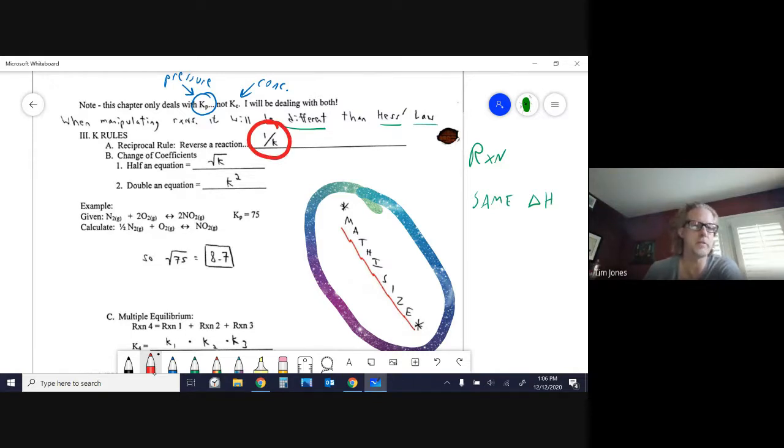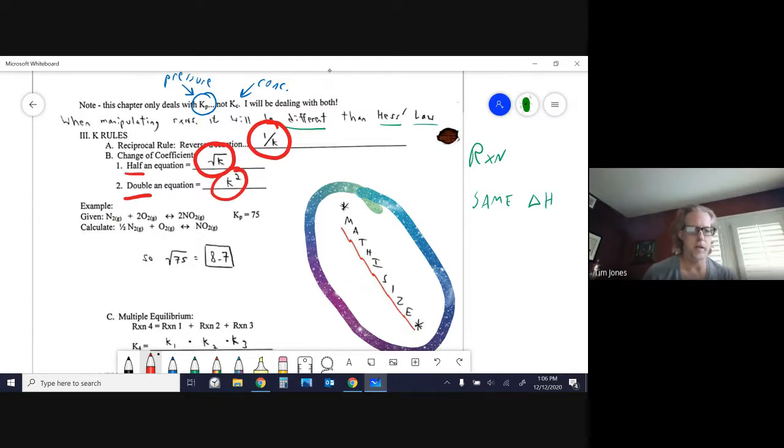If you change coefficients, for example, if I balance a reaction with whole numbers and you balance a reaction with numbers that are half of my whole numbers, neither of us are wrong, but our K values don't match up. So whoever has the lower, or let's say half of the other person, we would take the square root. Let me say that again. If a balanced reaction, if you cut the coefficients in half, you square root the equilibrium constant. If you double the coefficients, you square the constant.